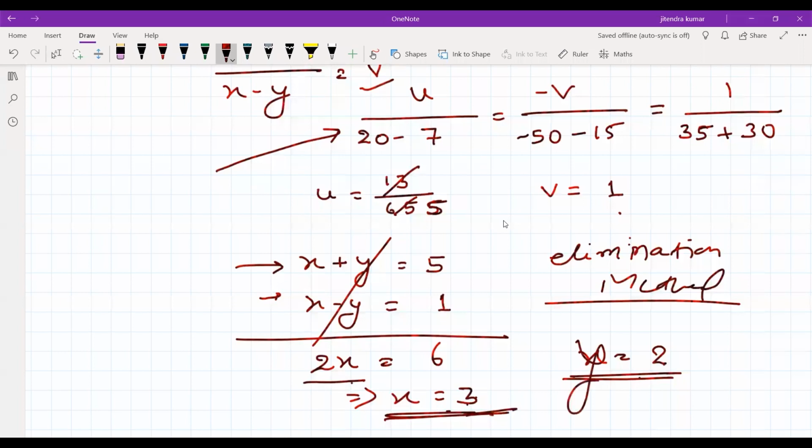Oh sorry, here y will be equal to 2. So when putting this x is equal to 3 in the first equation or in the second equation, you can put any of these two equations, you will get y is equal to 2. Okay, so this is how we have done this question.